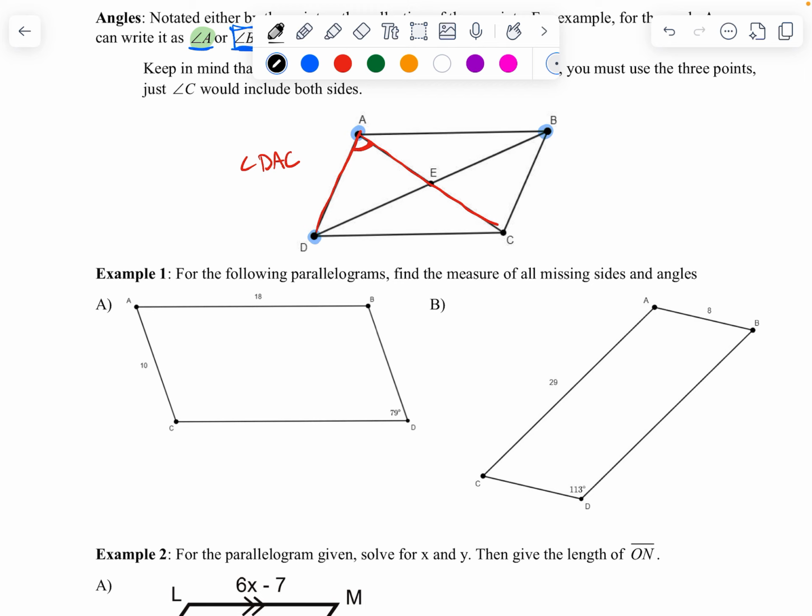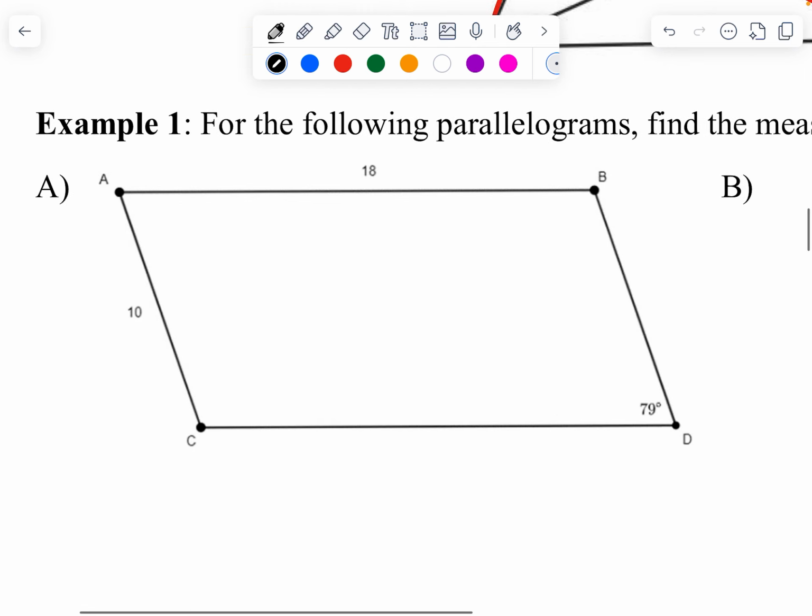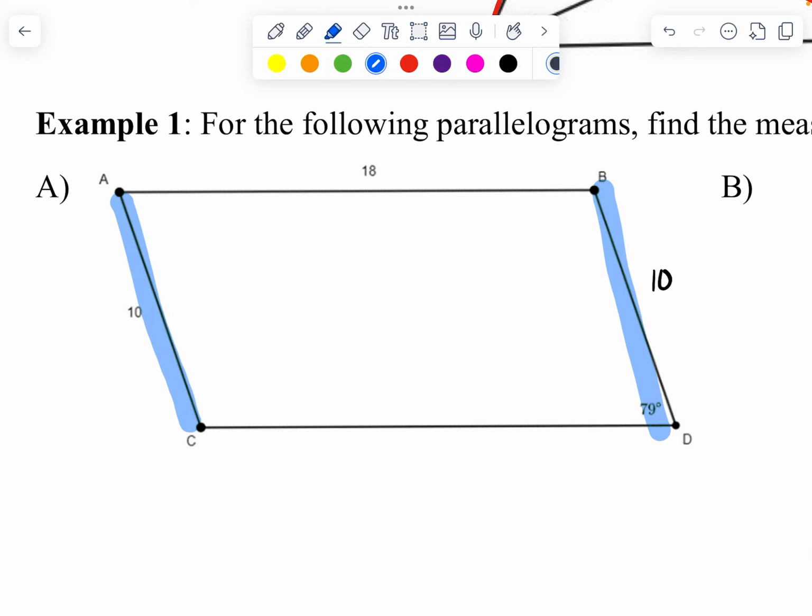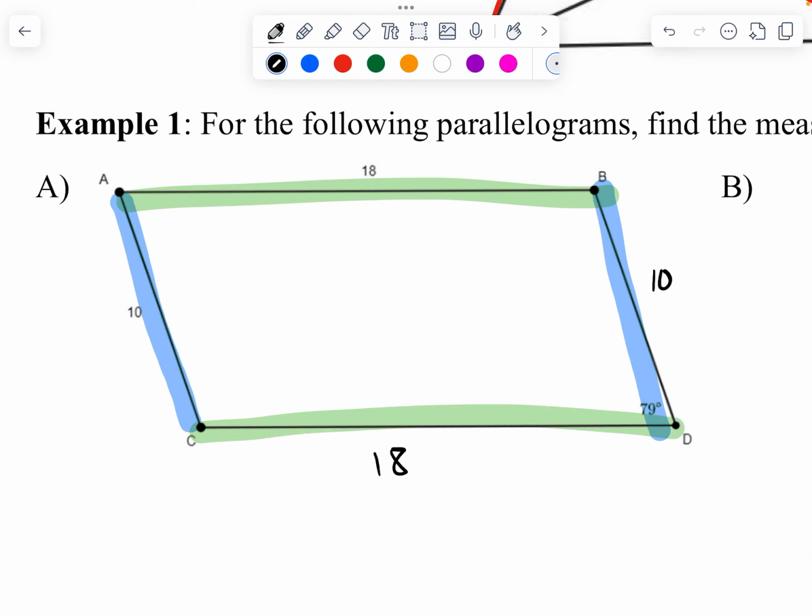Okay, so it just says find the measure of all missing angles and sides. So first off, side, and you know the side opposite of it by theorem is congruent, so that's also 10, which means that if that's 18, the side opposite, also 18. All right, pretty straightforward. So if this is 79, opposite angle is also 79 degrees, right? And then the last but not least, if we're looking at these angles, we don't know what they are, but we do know they're congruent.